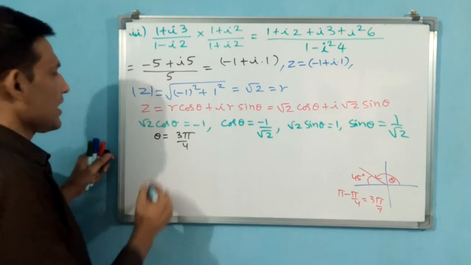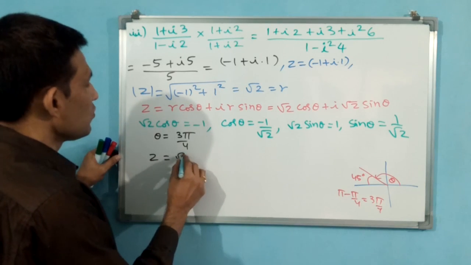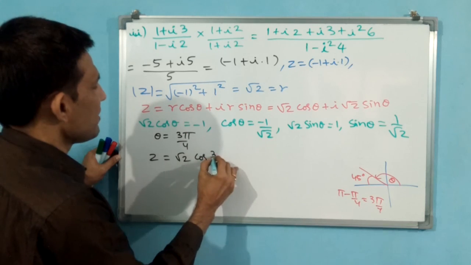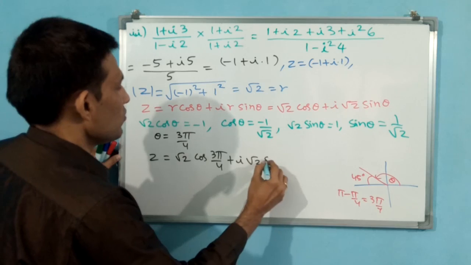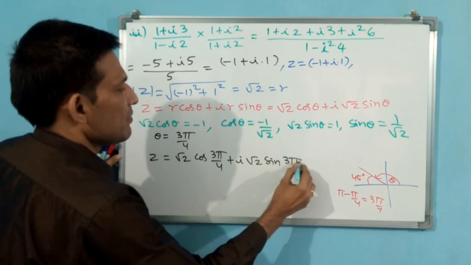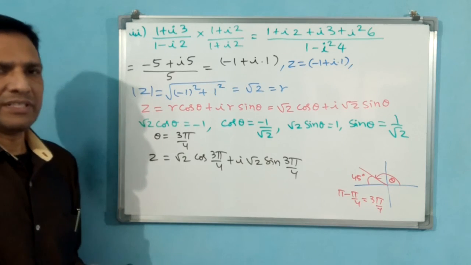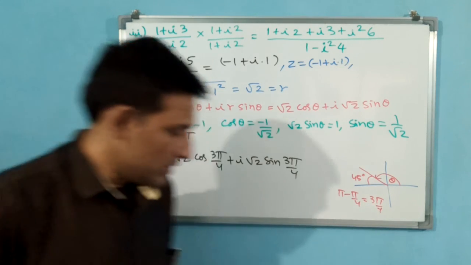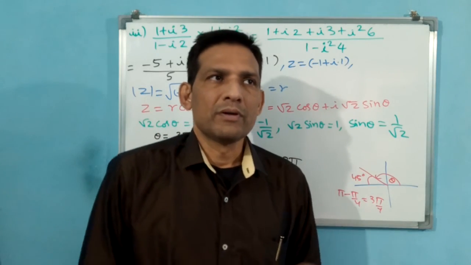Now you write the polar form. Root 2, r is equal to root 2 cos 3 pi by 4 plus I root 2 sin 3 pi by 4. This will be your polar form representation. Like earlier question, same only. Now we finished up to problem number 5.